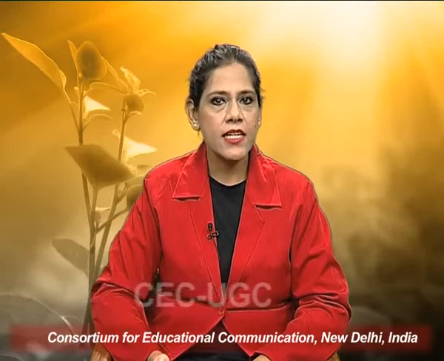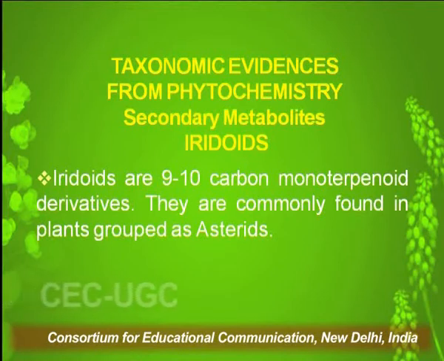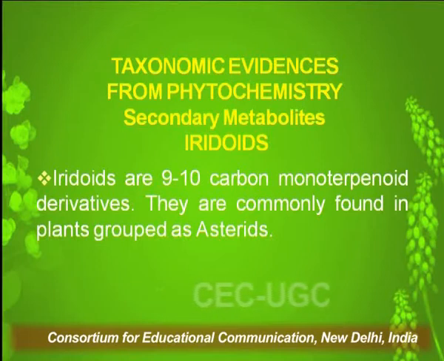Similarly, triterpenes and sesquiterpenes have been particularly important and useful in the classification of families Cucurbitaceae and Compositae respectively. Now, another set of secondary metabolites is iridoids. They are 9 to 10 carbon monoterpenoid derivatives, and they are commonly found in plants grouped as Asteridae. So, they have helped to identify, classify and demarcate this group from the rest of the groups.